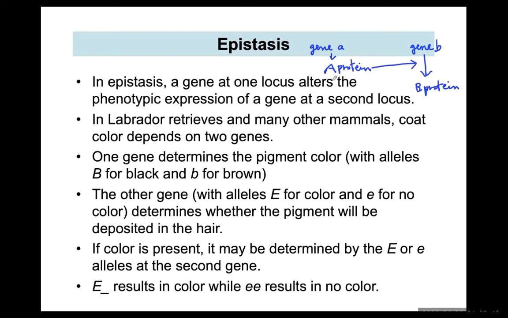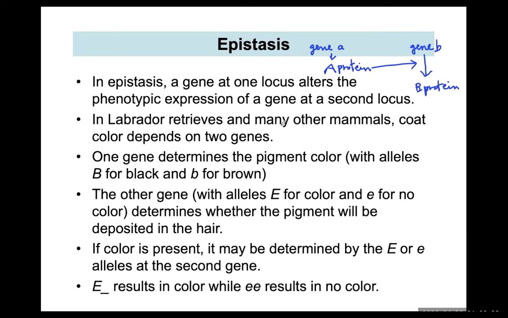So depending on A protein, if A protein is present, then gene B is translated to produce B protein. If A protein cannot be provided for the process of translation, then gene B cannot produce B protein. So there is some interrelationship between two genes. We call that epistasis: a gene at one locus alters the phenotypic expression of a gene at a second locus.